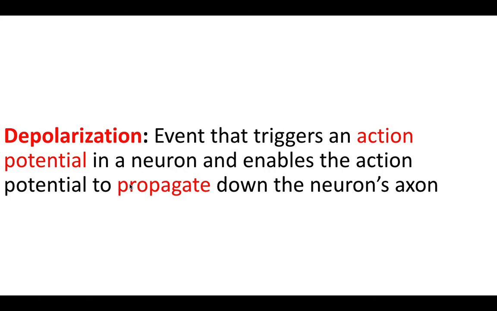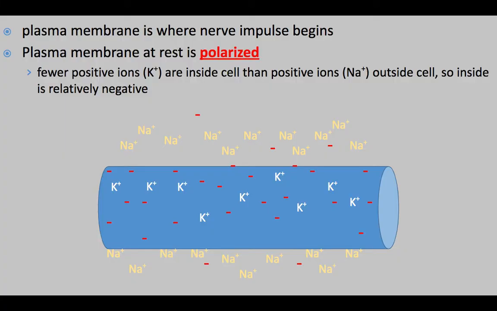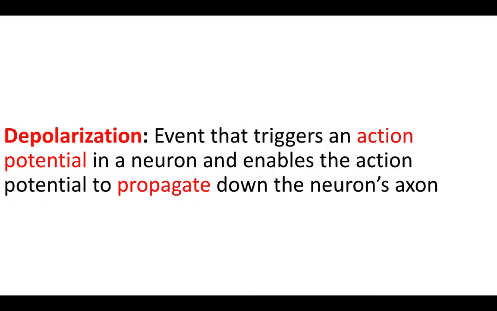So now that the signal has been received, right? All this time the cell was at rest, and this was the resting membrane potential. It was polarized. But now there's a signal that's coming, and that's going to depolarize the axon. And so depolarization refers to when some event triggers an action potential in a neuron and enables the action potential to propagate down the neuron's axon. When this happens, we call it a nerve impulse. And so I'm going to use the word action potential and nerve impulse interchangeably. Let's just go ahead and call them synonyms.